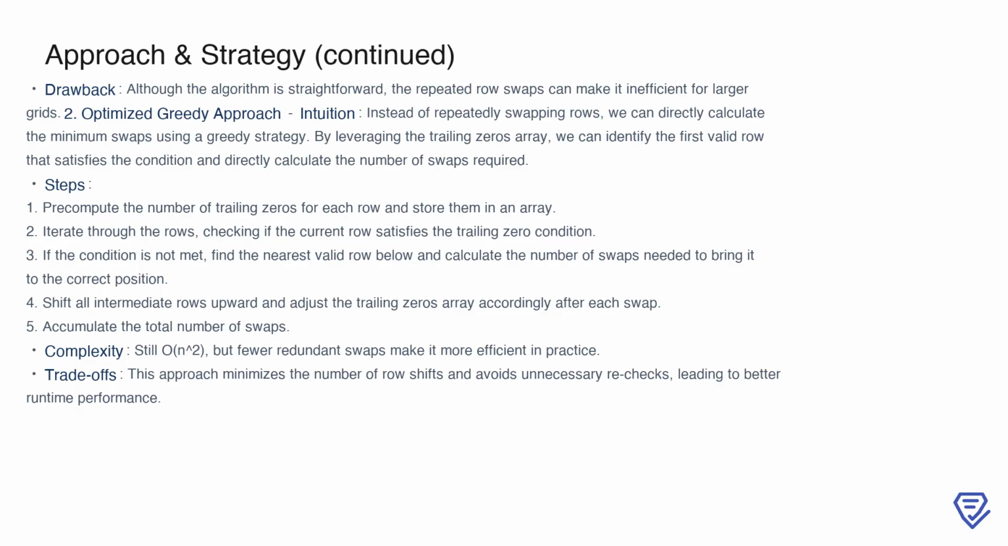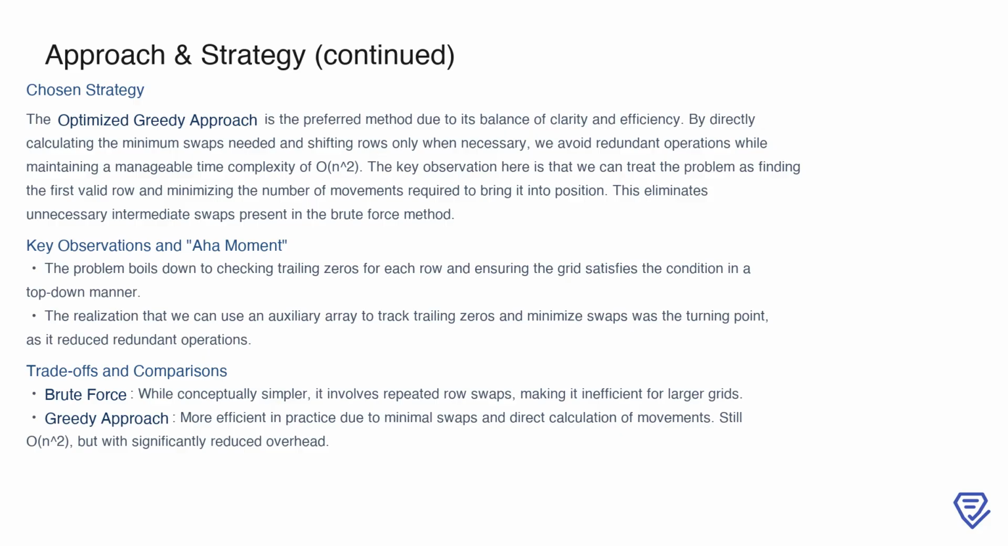While the overall time complexity remains n squared, this method reduces redundant operations, making it much more efficient in practice. It also balances performance and simplicity, avoiding the overhead of unnecessary rechecks and swaps. The optimized greedy approach stands out as the preferred strategy due to its combination of efficiency and clarity. By directly calculating the necessary swaps and minimizing intermediate movements, it avoids the inefficiencies of the brute force approach while maintaining a manageable n squared complexity.